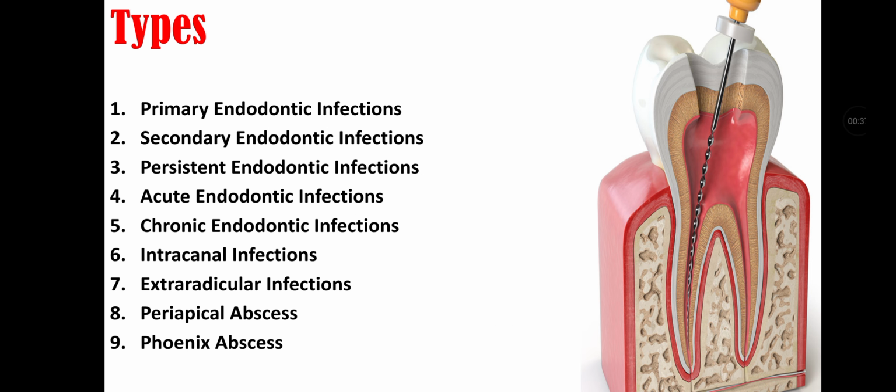The types include primary endodontic infections, secondary endodontic infection, persistent endodontic infection, acute endodontic infections, chronic endodontic infections, intracanal infections, extraradicular infections, periapical abscess, and phoenix abscess. Now let's talk about these one by one.